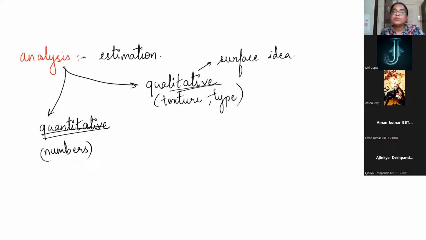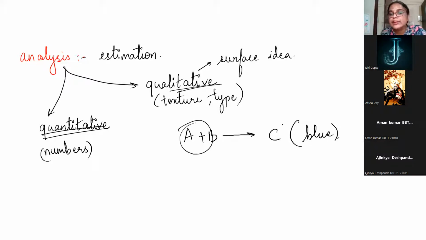Meaning, if someone told me that when I mix A plus B, I will get C, and this C will be blue in color, then what I will do is just mix them. If I get a blue colored thing, I will say, okay, I have got C. Now that is my qualitative analysis, because I am only seeing the color.